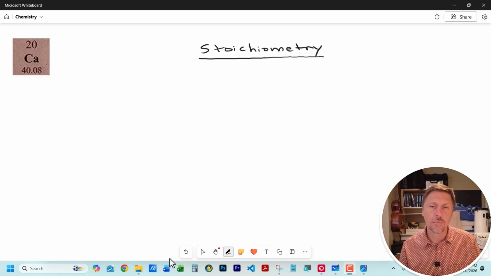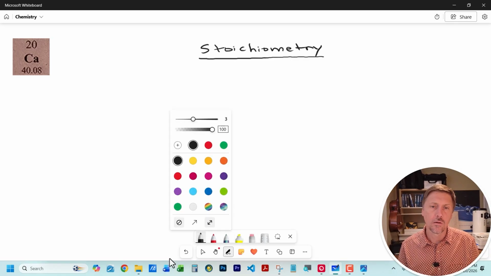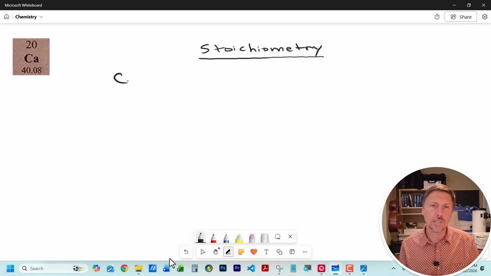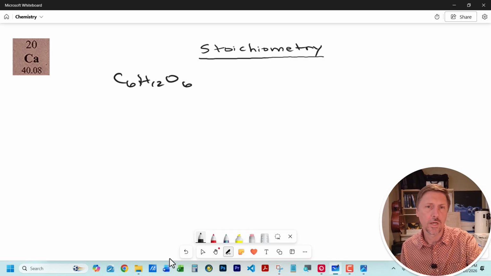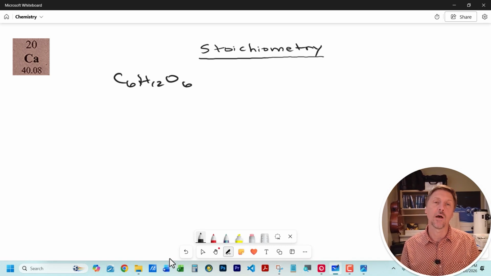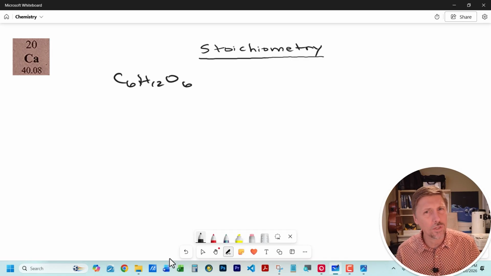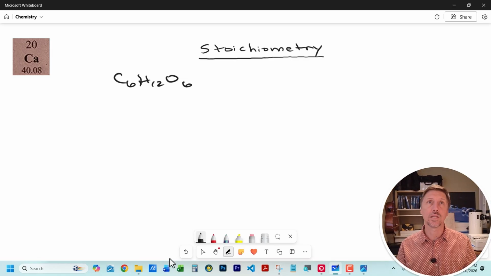But let's look at the problem. The problem says, what if you have C6H12O6, and we want to find out what the mass of a single molecule of glucose is. All right, how would we figure that out? Well, it didn't tell us what unit it wanted the mass in, right? It didn't ask for grams. So the easiest way for us to find the mass of this molecule is to leave it in AMUs.